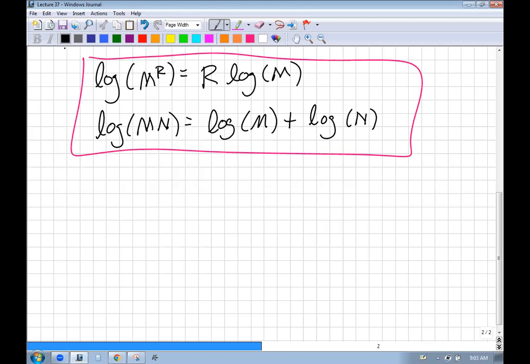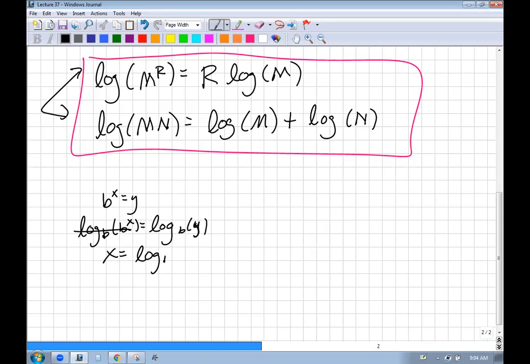It's going to be an easy section. These things are obeying the rules of exponents. Let's say I have b to the x equals y. x is the exponent. If I take log base b of both sides, x is log base b of y. x is the exponent. Logs are exponents. They obey the rules of exponents.